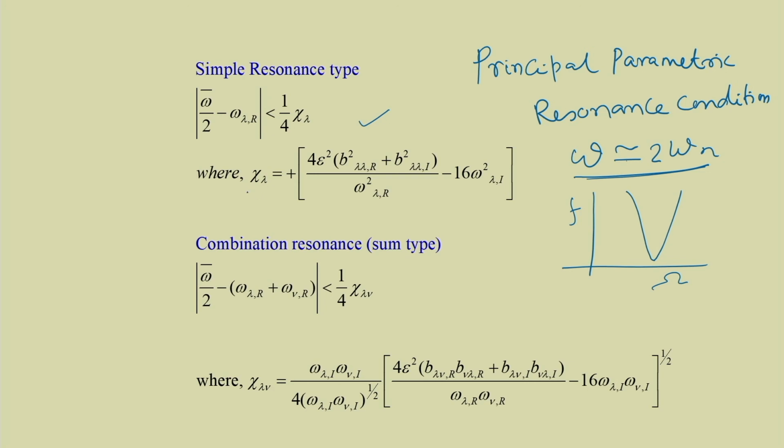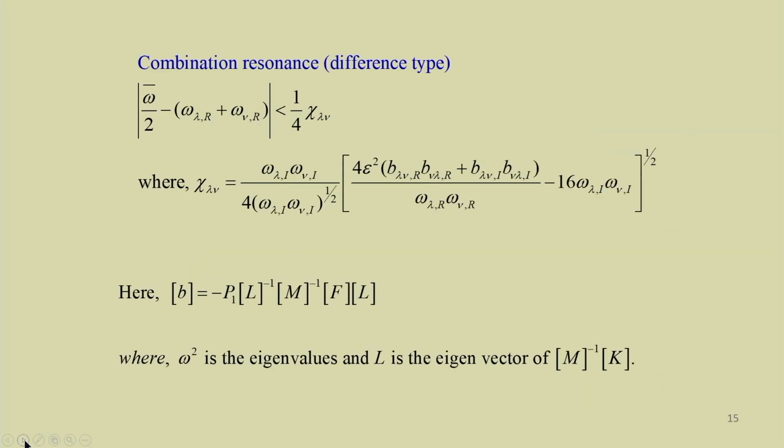Here, x lambda is written in this form: x lambda is nothing but 4 epsilon square b square lambda r plus b square lambda I divided by omega square lambda r minus 16 omega square lambda I, where B is an element of the matrix.